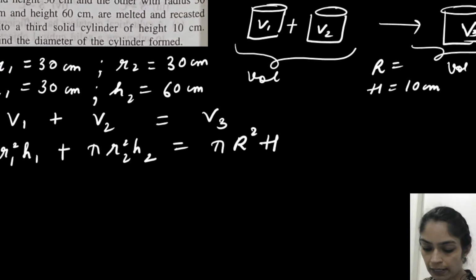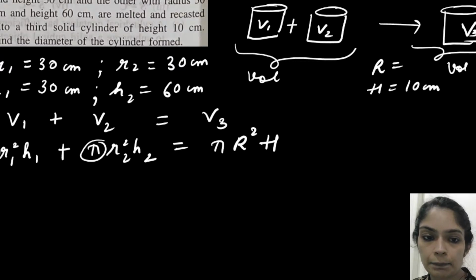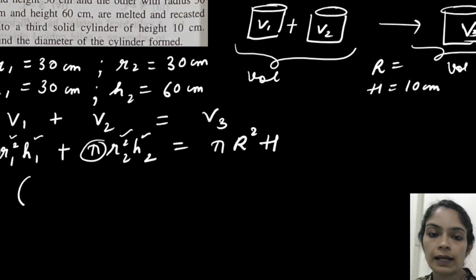Now let's substitute the values. If you want, you can do it along with me, and let's see who finishes this question first. Pi we can take out common. If anything can be taken out common, we should do that, because we should make our calculations very easy. Pi is present here and here also, so I am taking pi out common. I'm left with R1 square H1 plus R2 square H2.